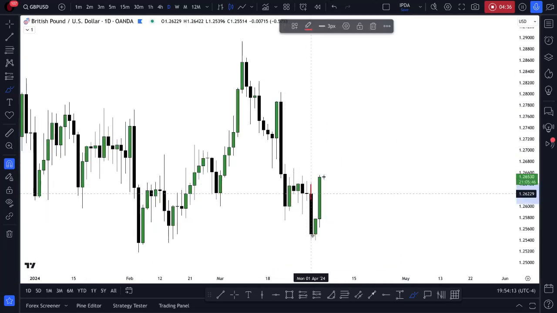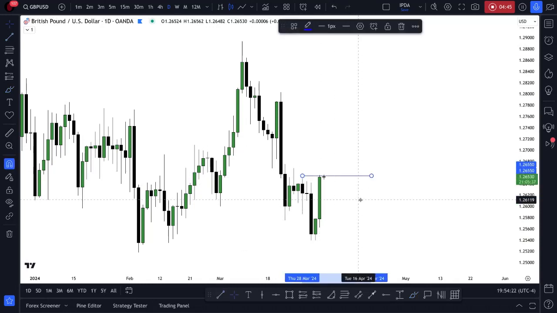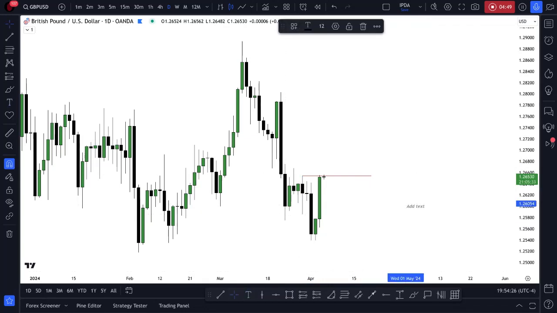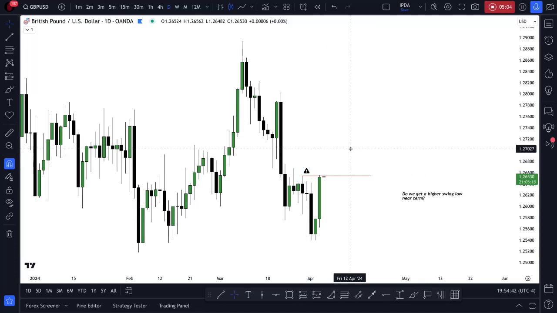GU, same thing, right? There was a large down candle at the start of the month, and now it looks like price is turning back around. And we're trying to go higher. GU also broke a swing high formation. So I'll just leave a note here. Do we get a higher swing low near term? That's what we're looking for because we had the break of this swing high. So we're going to see, do we get a higher swing low to continue to push price higher?